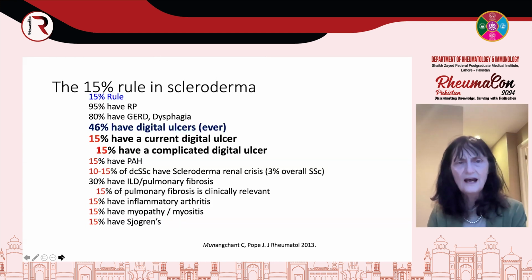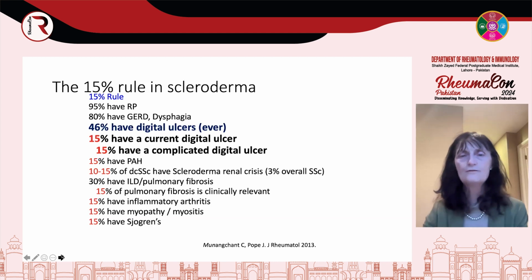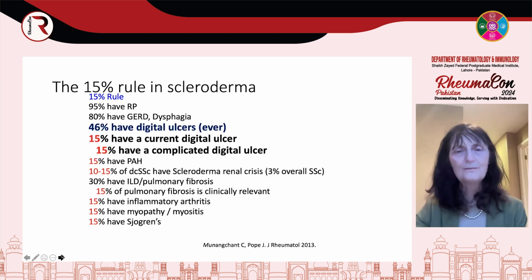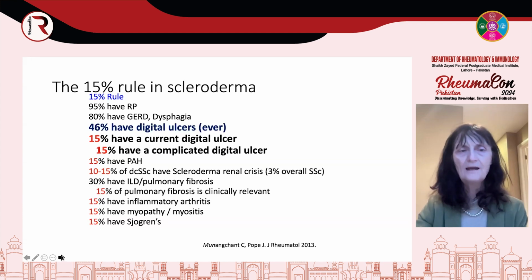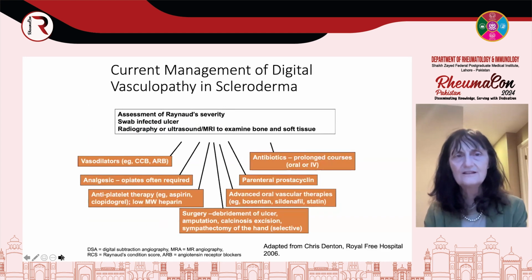1 in 3 will have interstitial lung disease, or mild or moderate or severe pulmonary fibrosis, but in half those patients, it's clinically relevant, 15%. 15% will have inflammatory arthritis, 15% will either have a myopathy or myositis, and 15% will have Sicca or frank Sjogren syndrome. So it's just a good little 15% rule way of thinking about what's important for our patients to screen for, and especially the bolded ones that I'm showing because we're talking about digital ulcers and Raynaud's. I've adapted this slide from Chris Denton as well.